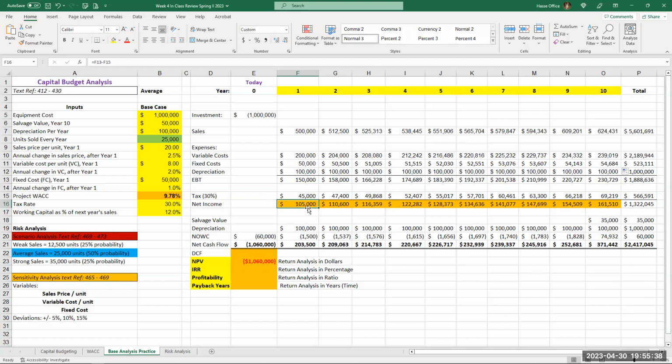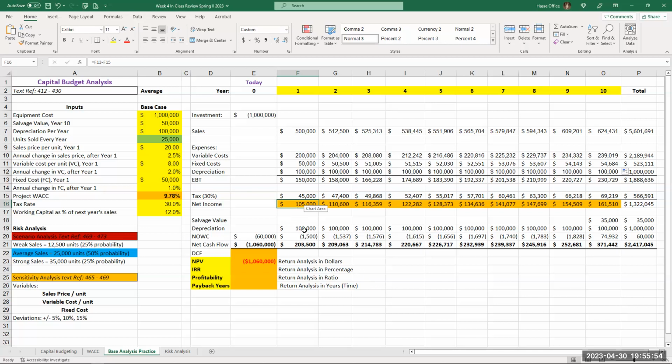And there's our net income. But that's not the cash flow. Net income is accounting income. This is what you tell the IRS. This is what you show on your income statement. But your true cash that you're receiving from this is a combination of multiple things.